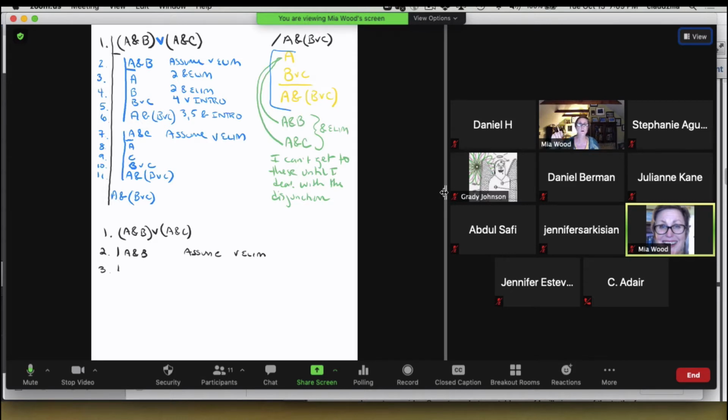Citations tell us where we derived a line, and justifications are the rules we used for each inference. So line 8 comes from line 7, conjunction elim. Line 9 comes from line 7, conjunction elim. Line 10 comes from line 9, disjunction intro. And then line 11 comes from 8 and 10, conjunction intro.